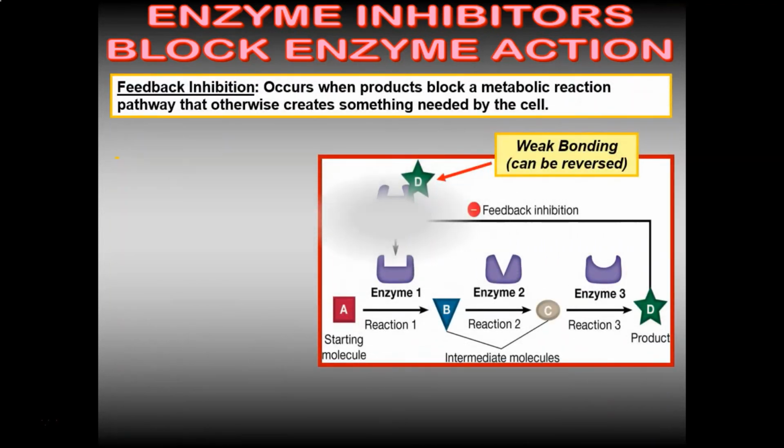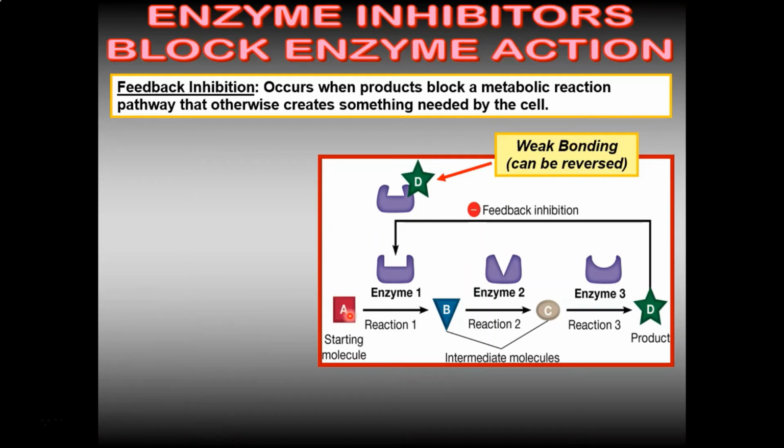Okay, so we get to feedback inhibition. All right, and this is actually really, really cool. I love reading about this stuff. So it occurs when products block a metabolic reaction pathway that otherwise creates something needed by the cell. So it's a little confusing at first. This is what we call a biosynthetic pathway, let's say. And our whole point is, okay, we need product D, whatever this green star is here, that's what we're after. And to do that, we need to start with A, okay, and maybe A came from the environment. Maybe A is in our diet or something like that.